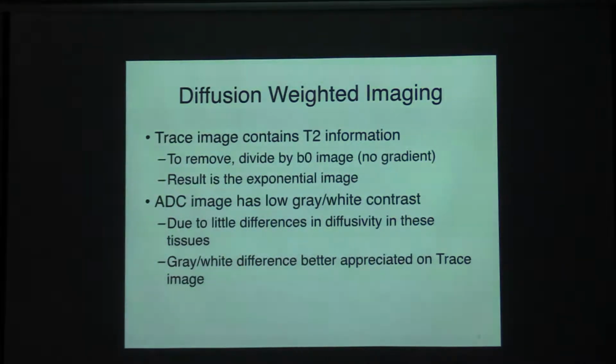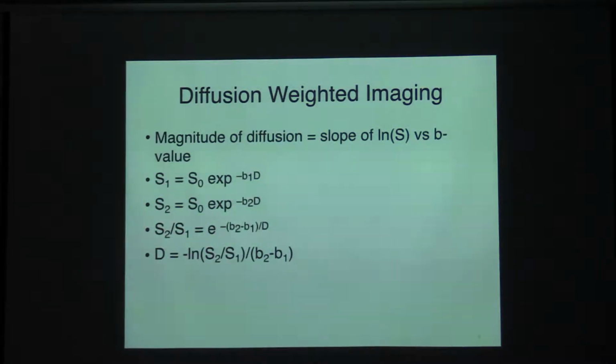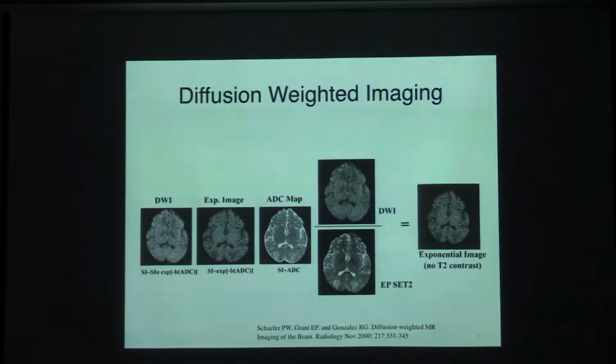The trace image, like I mentioned, just contains T2 information because that signal is equal to the original signal, which is the B0 image. And the B0 image being T2 weighted means that you have information of T2 effects in there, which is why you get T2 shine through, right? And what you can do is actually get rid of that T2 effect by dividing some things. This is not the actual division here, but what you're trying to do is divide your diffusion weighted image by your B0 image, and then you'll end up with the exponential function.